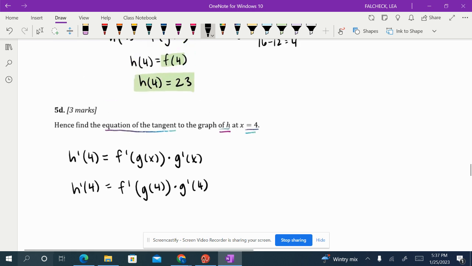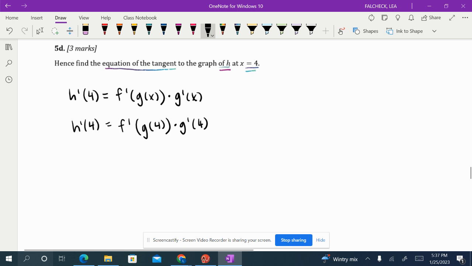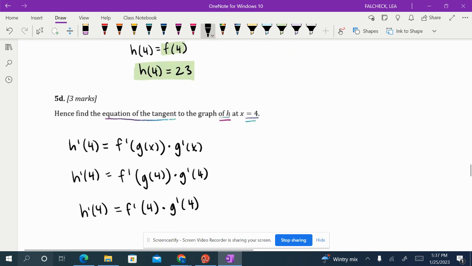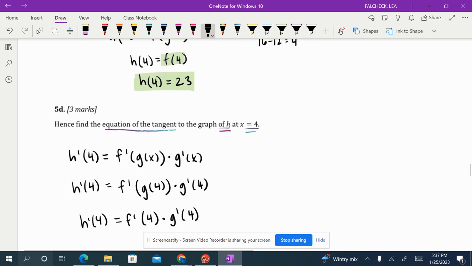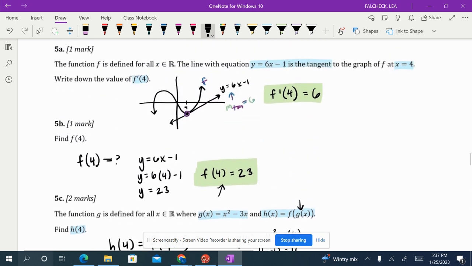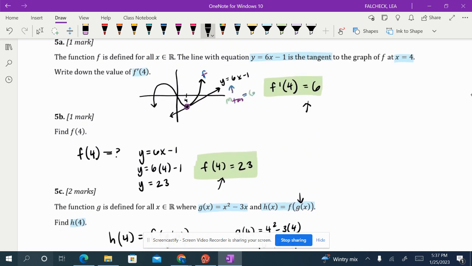G of 4, we found that up top, right? Yes, g of 4 is 4. So let's put that in, see if that helps us. Now we have f prime of 4 times g prime of 4. Let's look around the page and see if we found these items anywhere. IB loves to do this, right? It doesn't want to make you do 7,000 computations. A lot of times you can just find stuff up top. F prime of 4, yes! We already found that.